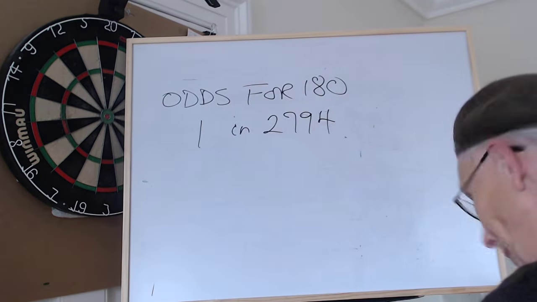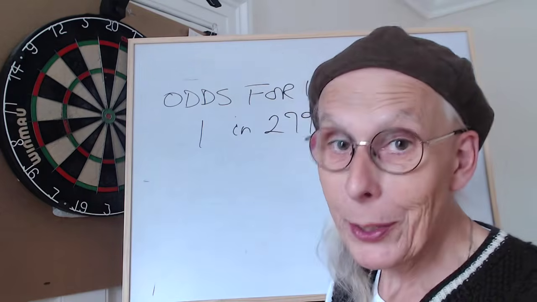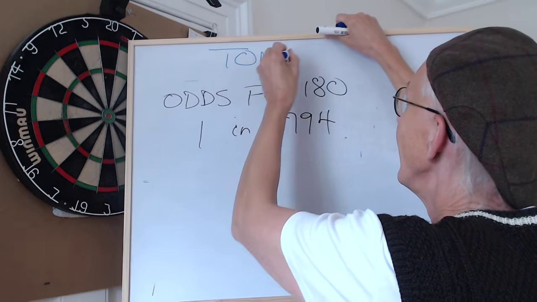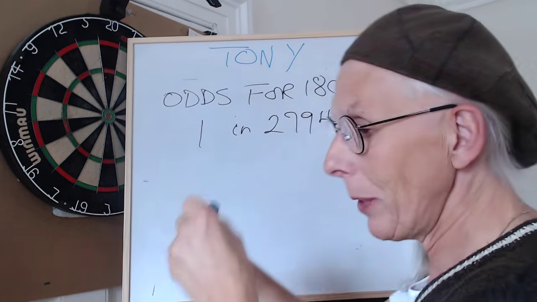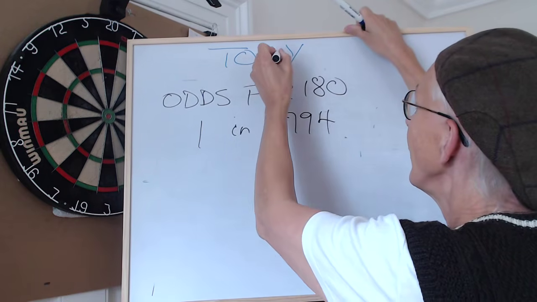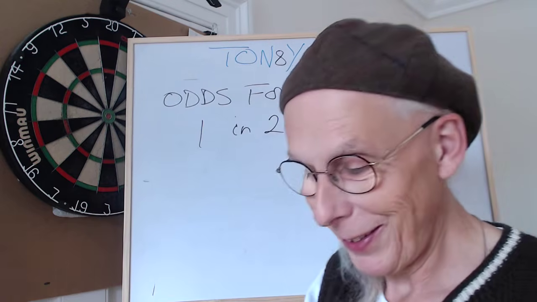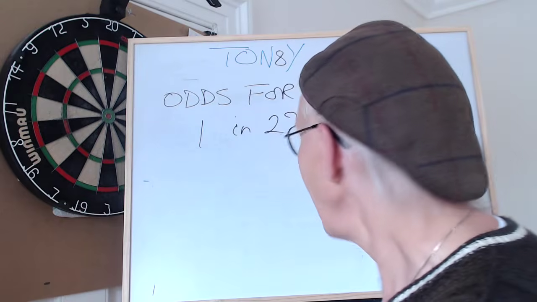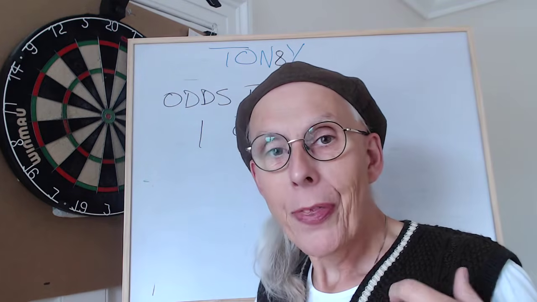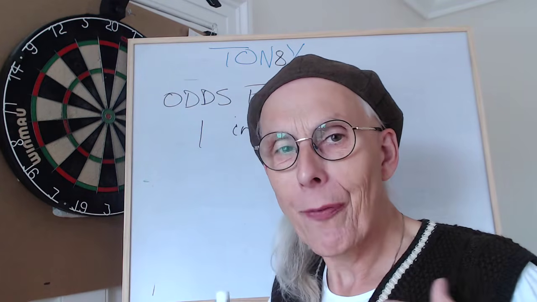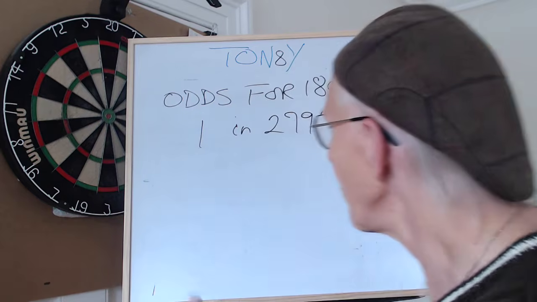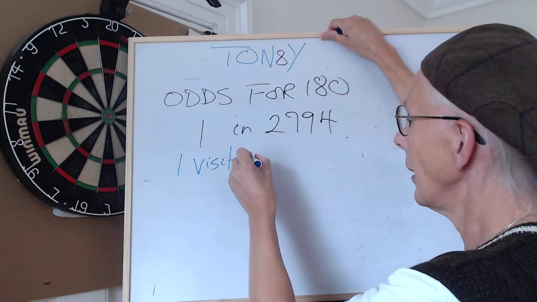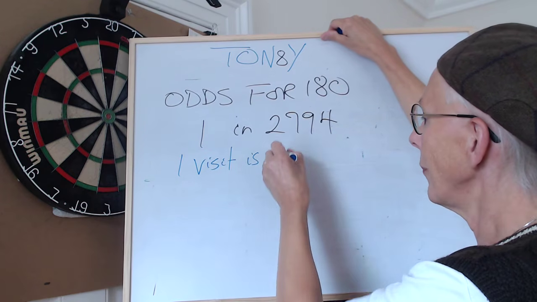Okay. And I have to let you into a secret. Why is Tony called Tony? It's because his real name is this. Okay, that's his real name. So it's not surprising we're looking at a 180 here for Tony. So I think, you know, I'm not the fastest player, but when I measure it, for me one visit is about 15 seconds.